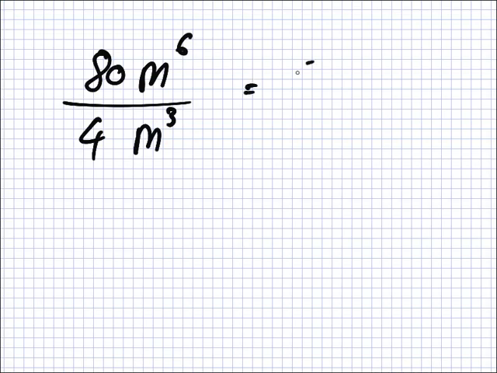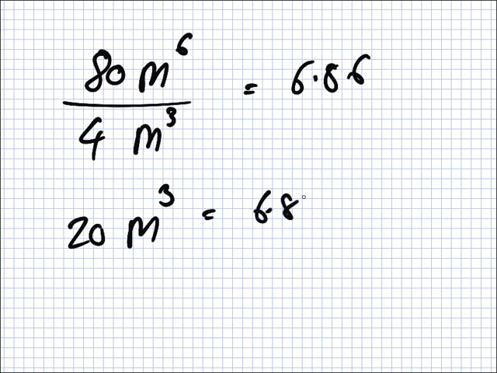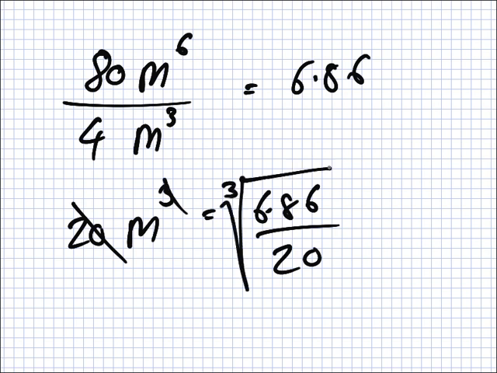Alright, that's 6.86. So that's 20 m cubed equals 6.86. So then m is the cube root of 6.86 over 20. Does that work out to be anything nice? Yeah. What? 0.7?